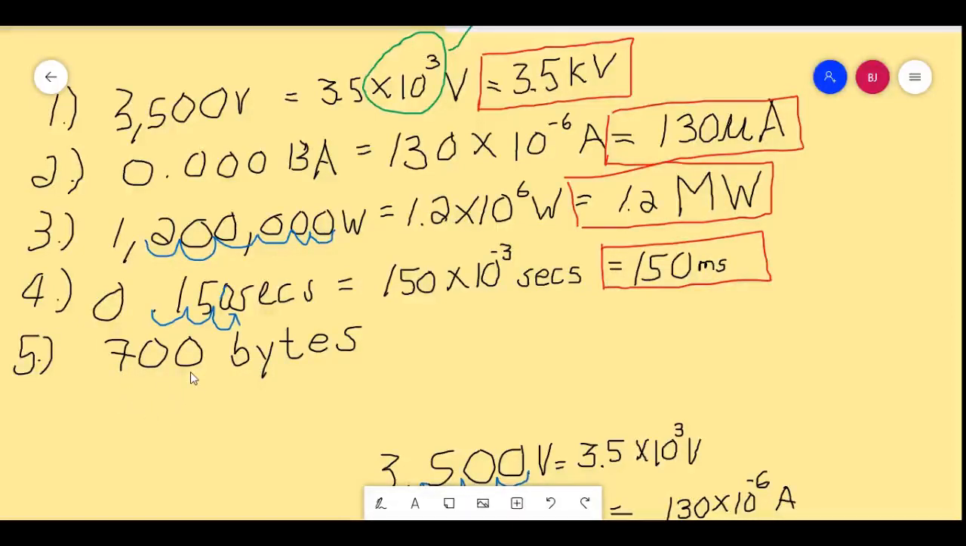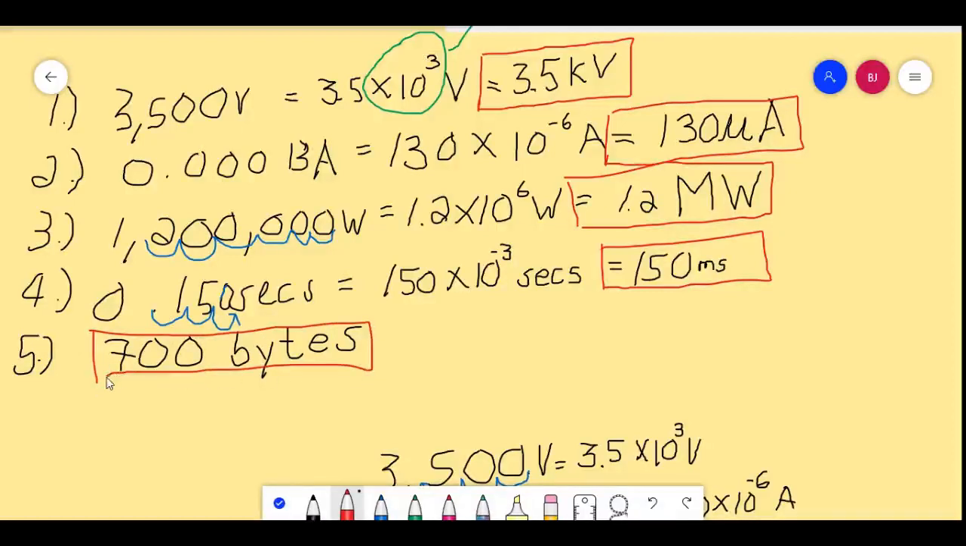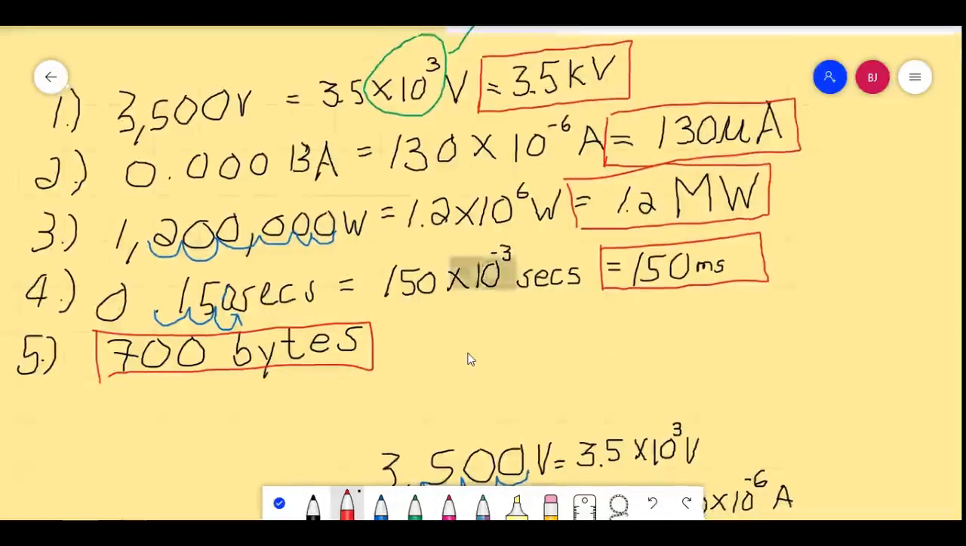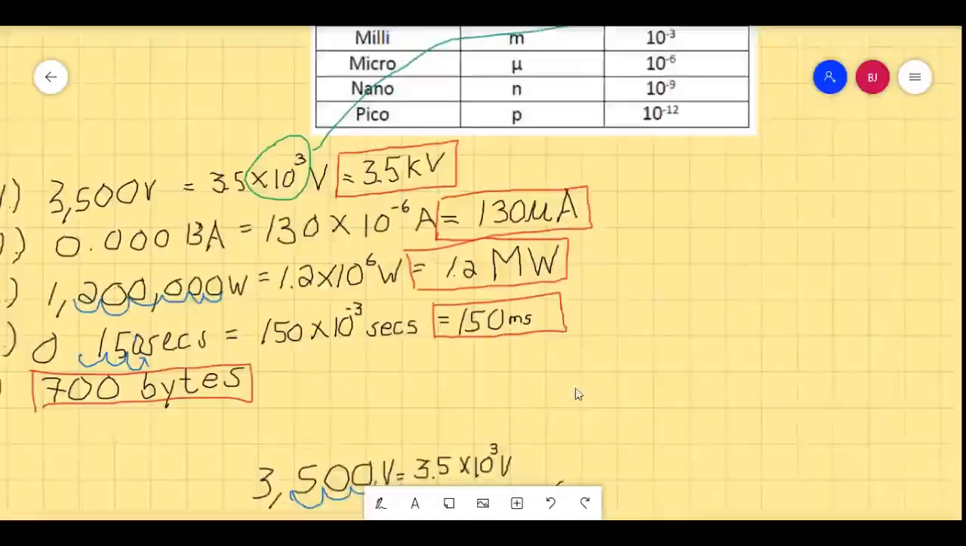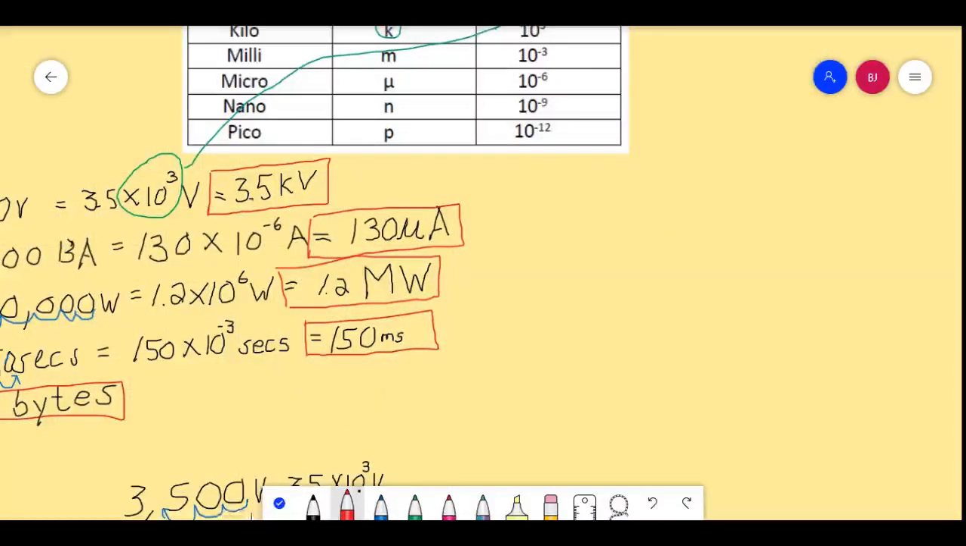So what do we do then? If there are already only 1, 2, or 3 whole number digits, we don't do anything. We put it as is. So this is already good. So 700 bytes, we don't need to convert this whatsoever. I would like you to try answering this as your practice. So I'll write another number here, and let's see if you're able to understand our example.